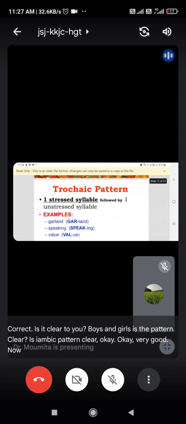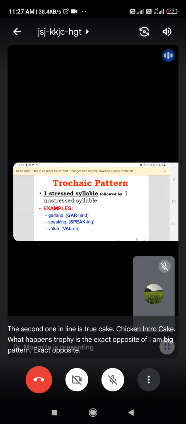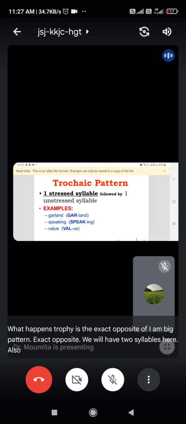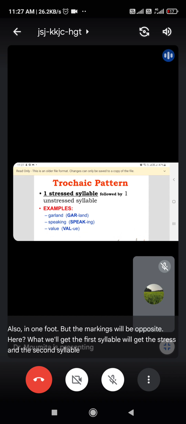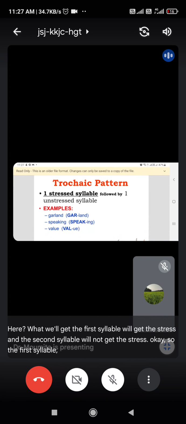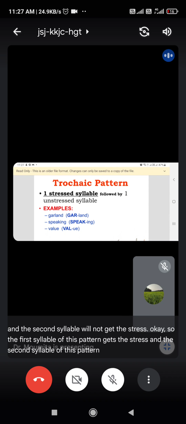The second one in line is Trochaic. Okay. In Trochaic, what happens? Trochaic is the exact opposite of iambic pattern. Exact opposite. We will have two syllables here also in one foot, but the markings will be opposite. Here the first syllable will get the stress and the second syllable will not get the stress. So the first syllable of this pattern gets the stress and the second syllable of this pattern is unstressed.